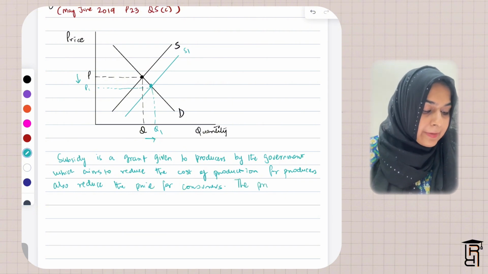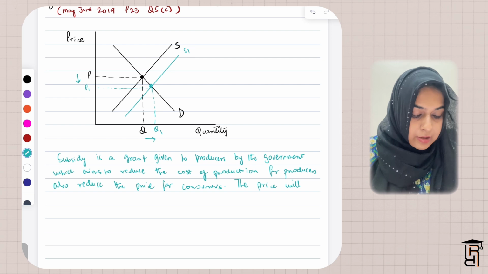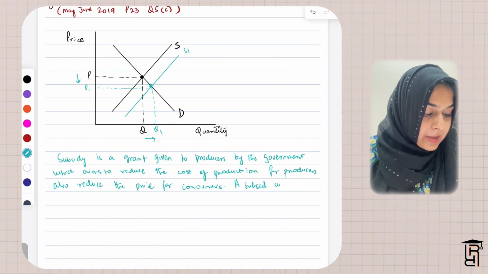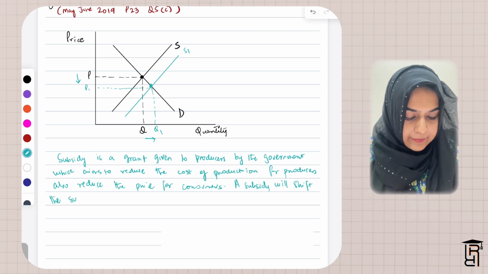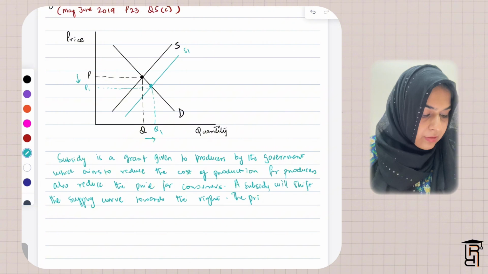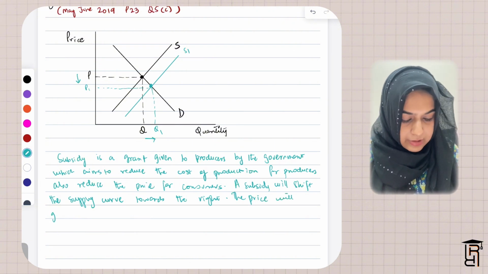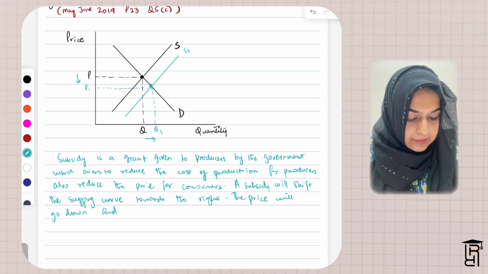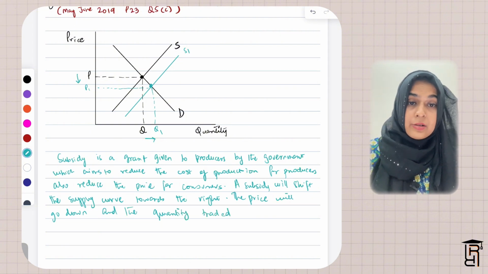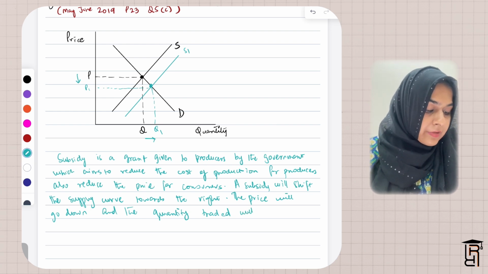You write here, a subsidy will shift the supply curve towards the right, and the price will go down and the quantity traded will increase. So because the price is going down, quantity demanded will extend. So I'll write here quantity traded will increase. There's an extension in the demand curve and there's a shift in the supply curve. Quantity traded will increase.